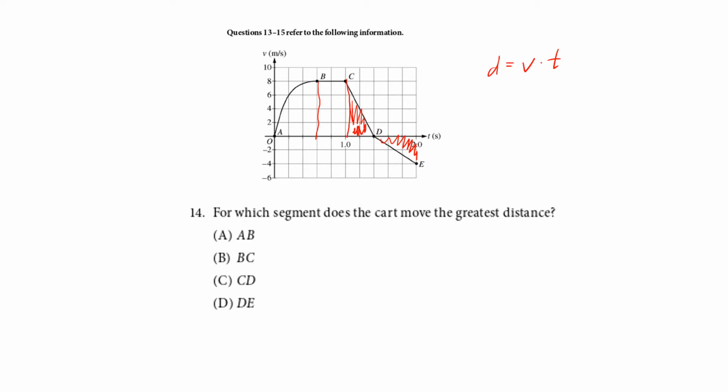Let's see. Well, it's not CD because BC is bigger than that. This is a 3 by 2, so this has an area of 3 boxes, so it's not this one. So it's one of these two, and the first section has all this extra, which is more than this. So I'm going to go with an A and a B right there. So it's the areas underneath the curve, just like in the first question, I think it was.